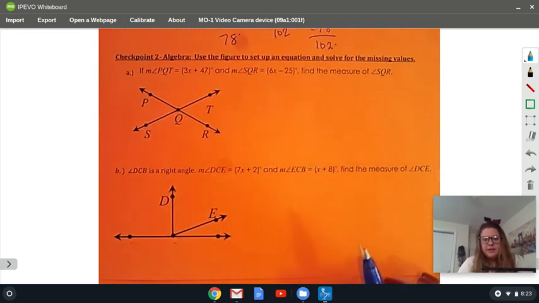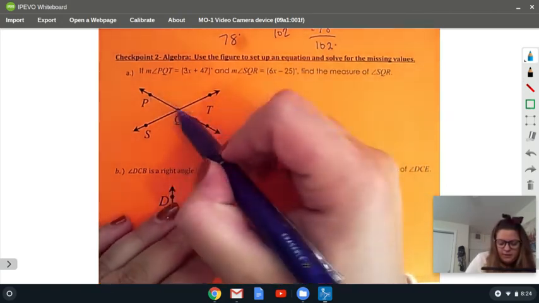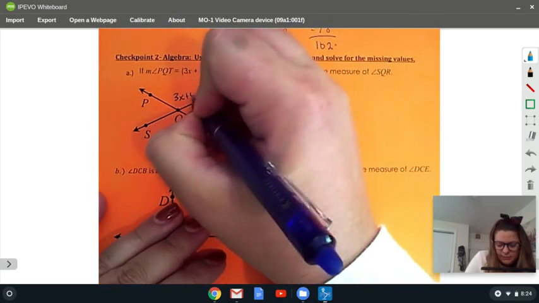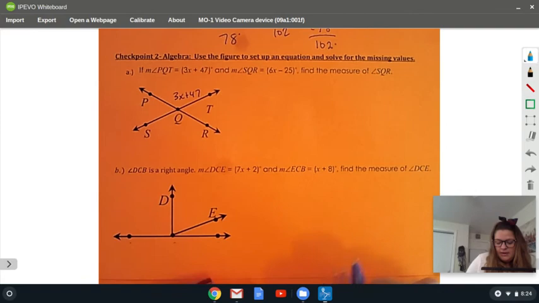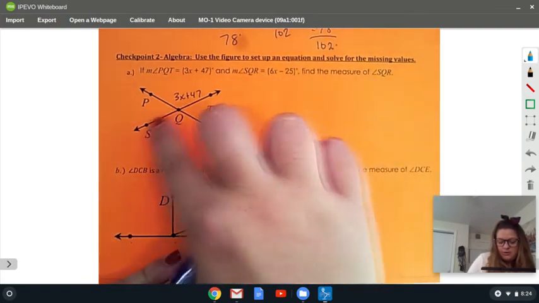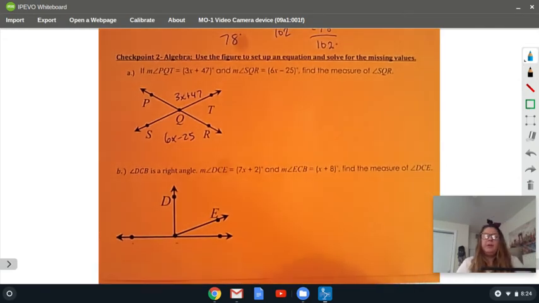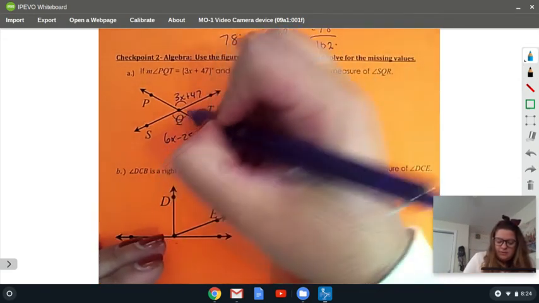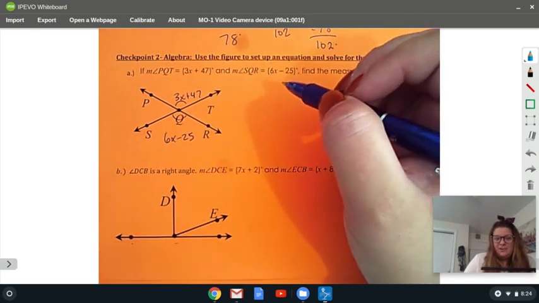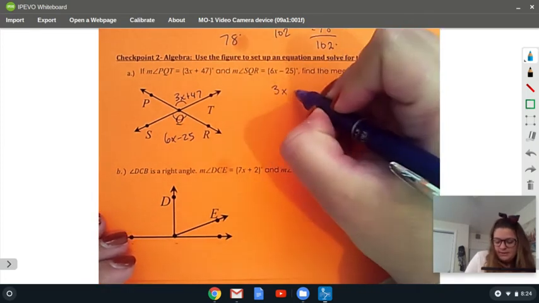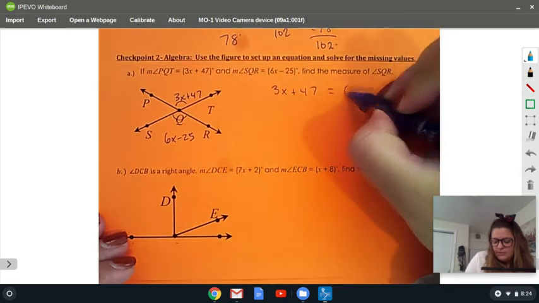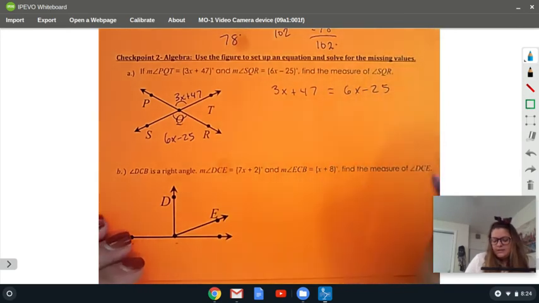This next picture, they're asking us to label some stuff. So PQT is 3x plus 47. SQR is 6x minus 25. So we've labeled a picture. We now have to think, what is the relationship in this picture? These are vertical angles. Okay, so that means they're congruent. So I can go ahead and set these two expressions equal to each other and solve for x.